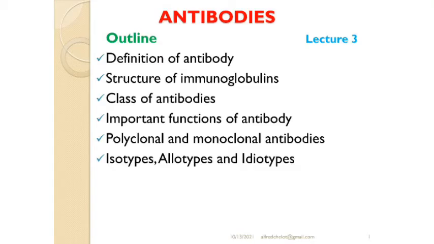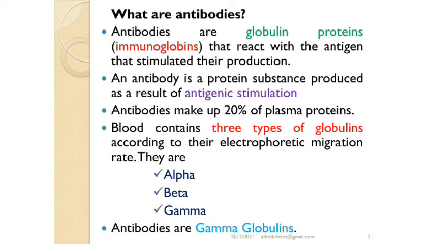Hello everyone and welcome. So today we are going to discuss antibodies. This is our third lecture, and in this discussion we are going to look at the definition of antibody, the structure of antibodies, various classes of antibodies, important functions of antibodies, the concept of polyclonal and monoclonal antibodies, and towards the end we shall look at isotypes, allotypes, and idiotypes.